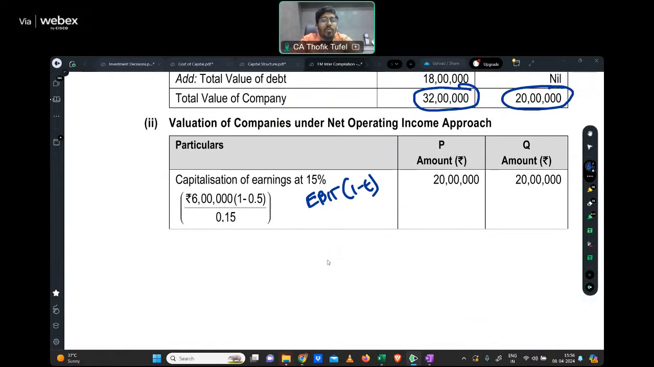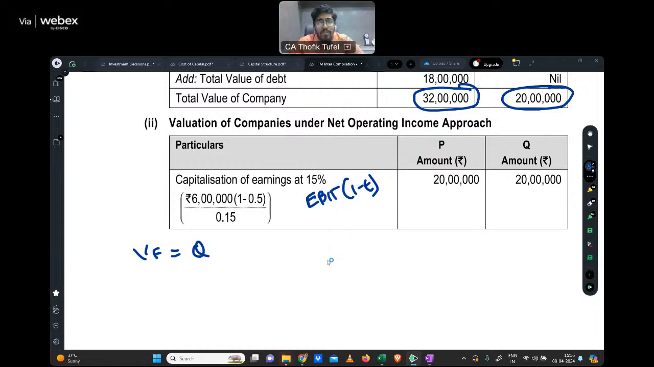So what you have to do is first find out the value of the firm for the unlevered company. Which is the unlevered company? Q is the unlevered company, correct? So it is very easy to find the value of the firm, which is nothing but the value of levered firm is equal to value of unlevered firm plus debt into taxes.